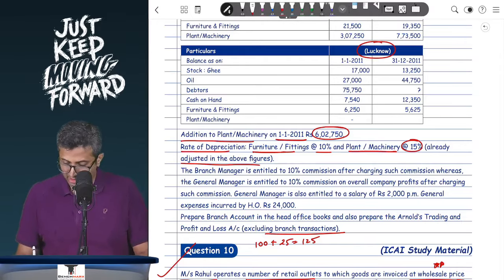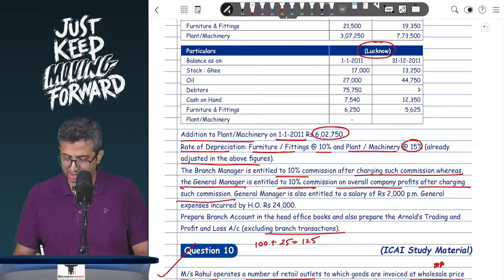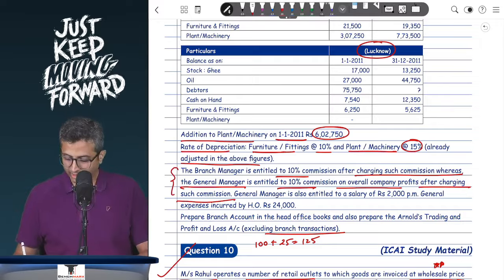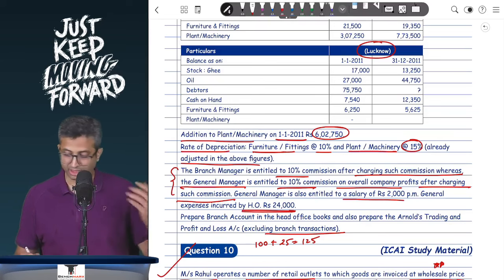The branch manager is entitled to a 10% commission after charging such commission, whereas the general manager is entitled to 10% commission of the overall company profits after charging such commission. So there is this new adjustment of commission which we will have to see. General manager is also entitled to a salary of 2,000 per month, and general expenses incurred by the HO is 24,000. Now what is asked?